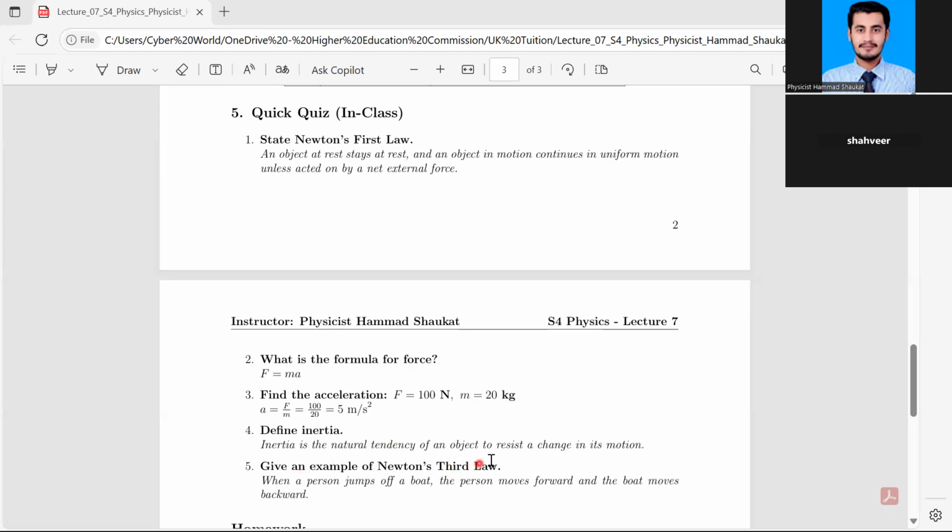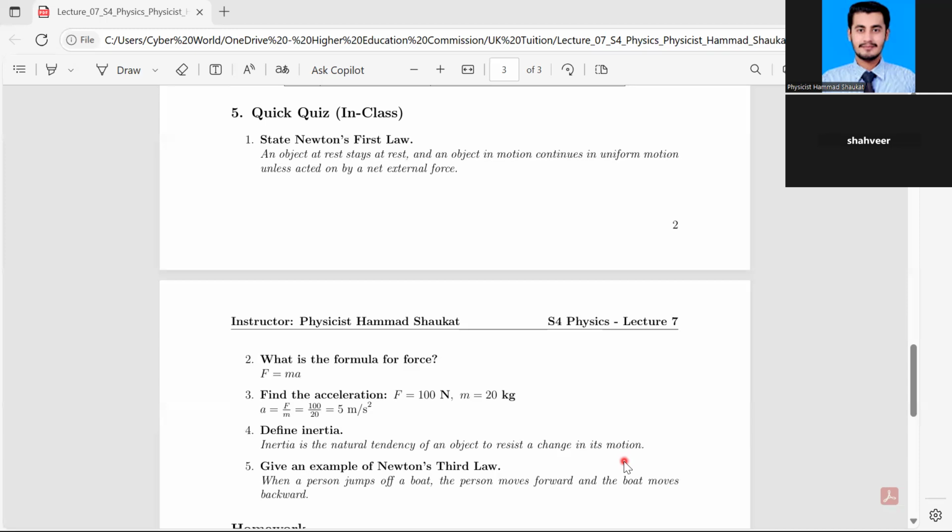Inertia is the natural tendency of an object to resist the change in motion. Resist the change in motion, how? Let's suppose a body is at rest, and whenever you apply some external force, that body changes its state from rest to motion. Initially they are at rest, and when you apply a force, they start moving, meaning they are now in motion. But the thing is that if you apply more force, the inertia would be high, and if you apply less force, the inertia would be low.